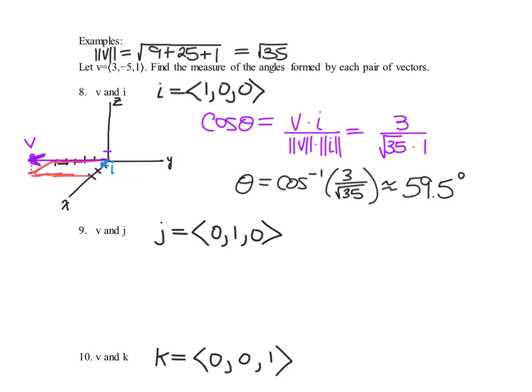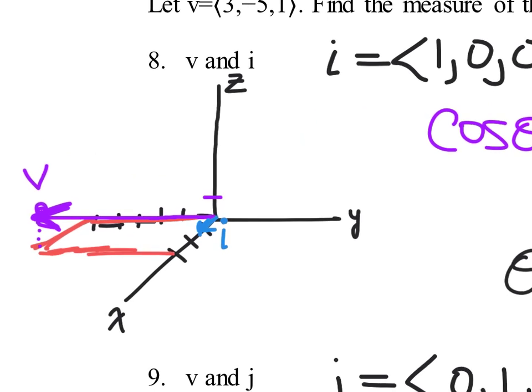J and K, both unit vectors. So I could plot them both on the same graph. This is where J would be, and this is where K would be. Oh, that's not shaping up to be much of a K.